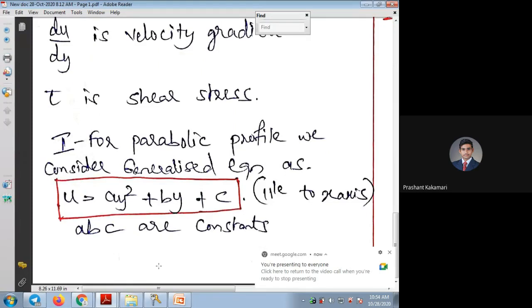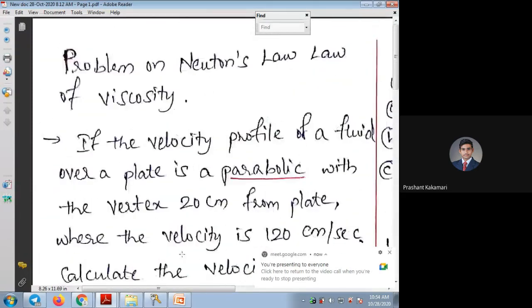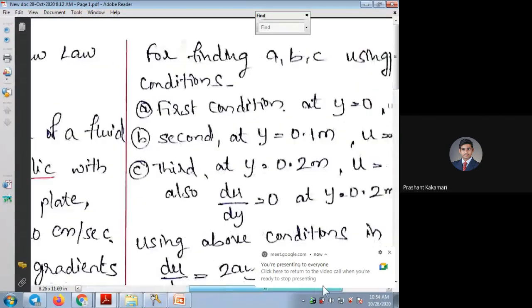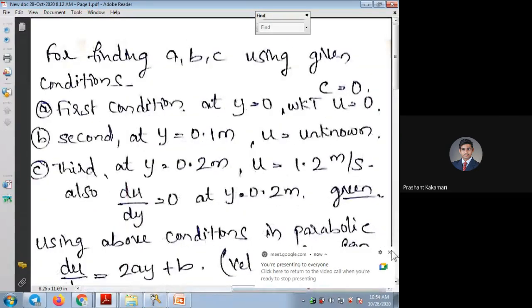Now, going for the next step, now parabolic equation we have taken for a general case. So here we'll put all the conditions given in the problem. For finding the constants a, b, c of the parabolic equation, the first condition they have given is, at distance y equal to 0, velocity will be 0. This everyone knows from Newton's law of viscosity. When the distance is 0, velocity will be 0.